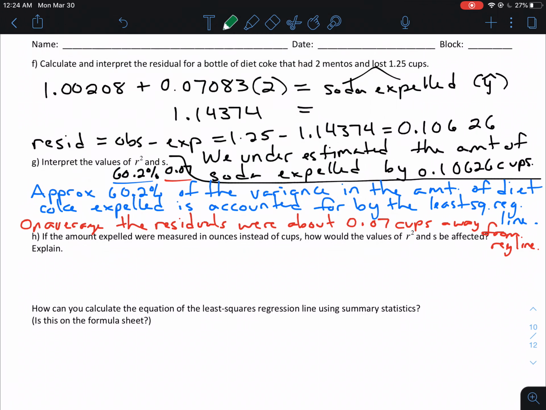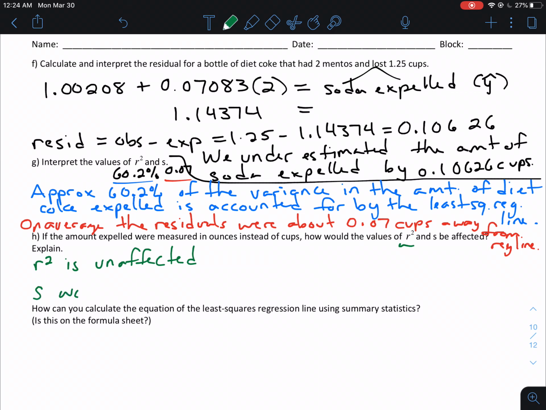So if the amount expelled were measured in ounces instead of cups, how would the values of R squared and S be affected? So really, all we're doing is changing how it's measured, we're changing the label. And remember that R squared does not have a label, so R squared would be unaffected, even though you're changing how it's measured, the relationship between the two would stay the same.